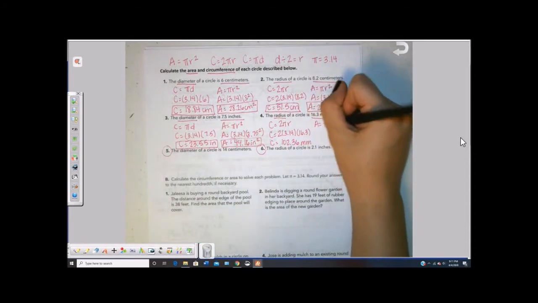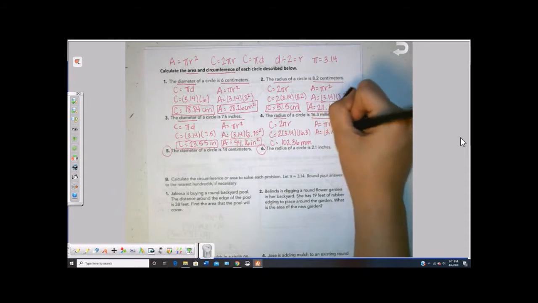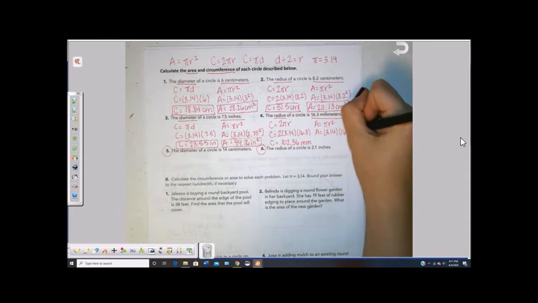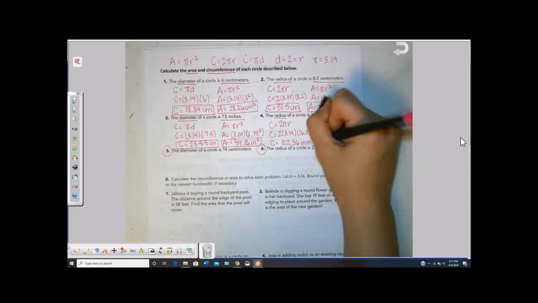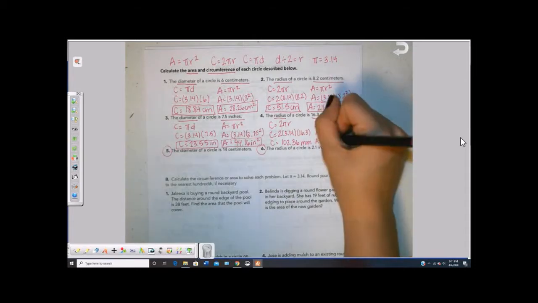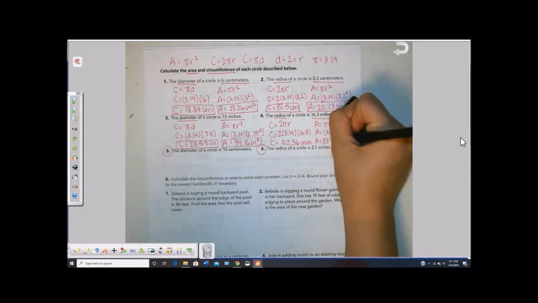Area is pi r squared. 3.14 times 16.3 squared. And you get 834.27 millimeters squared.